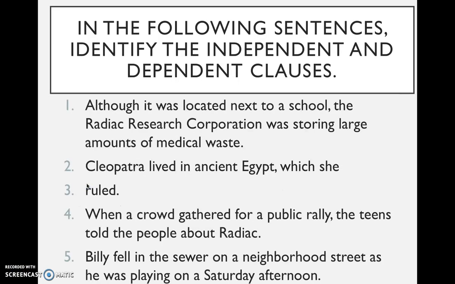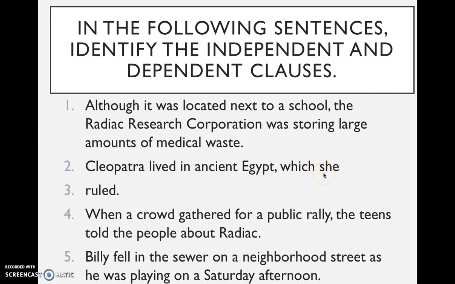So in the following sentences, which is the independent clause and which are the dependent clauses? So we have, although it was located next to a school, the Radiac Research Corporation was storing large amounts of medical waste. This is the dependent clause. The second one is the independent clause. Cleopatra lived in ancient Egypt, which she ruled. That should be on the same line. Cleopatra lived in ancient Egypt. That is the independent clause.